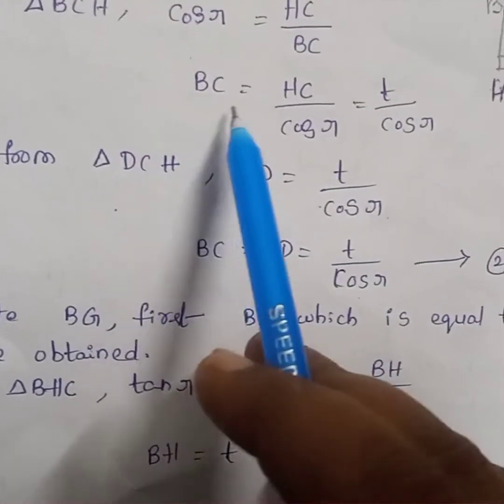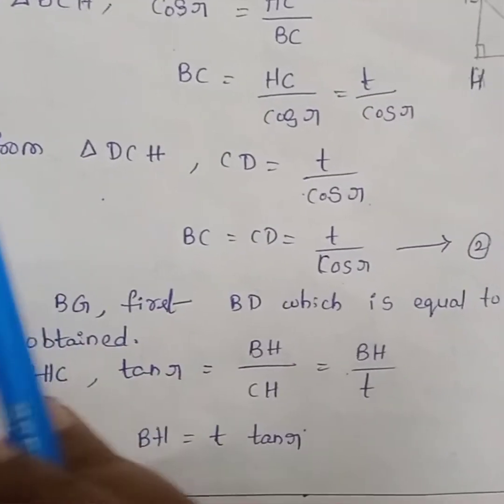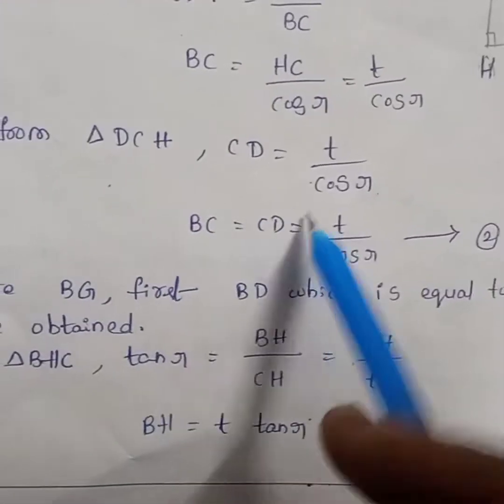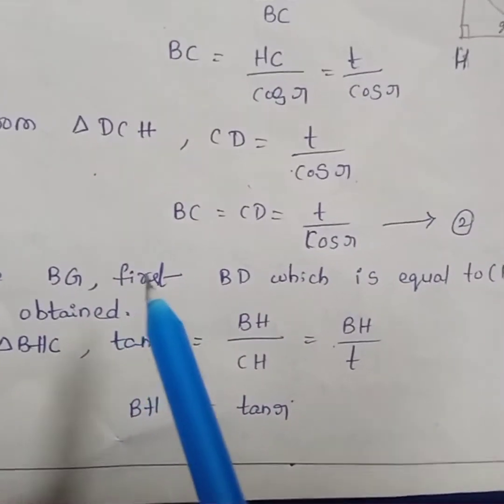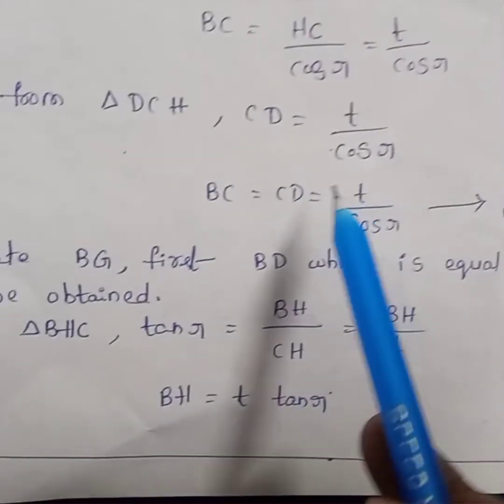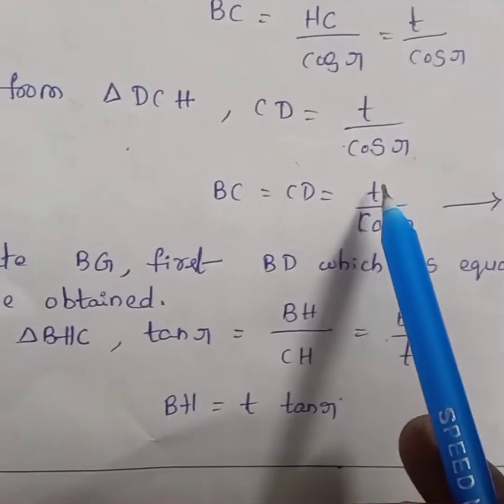If you know the BC value, then you can easily calculate the CD value. Similarly from triangle DCH, from the diagram, we can write CD is equal to t by cos R. So now we have the same value for BC and CD. So BC plus CD is equal to 2t by cos R.